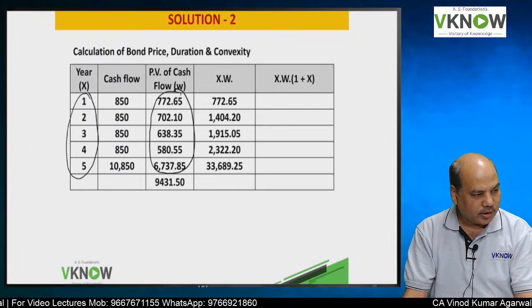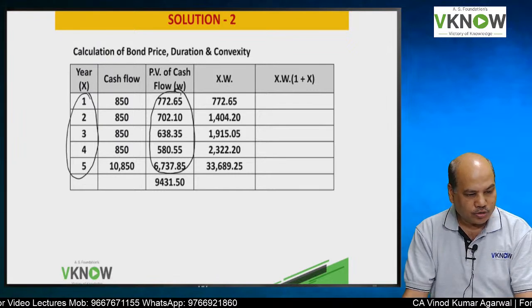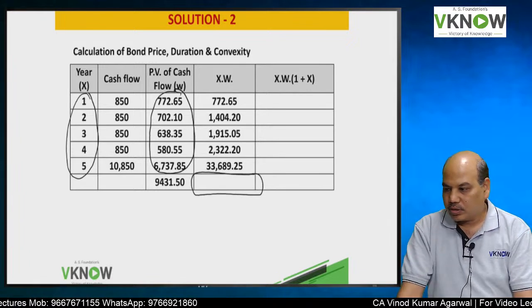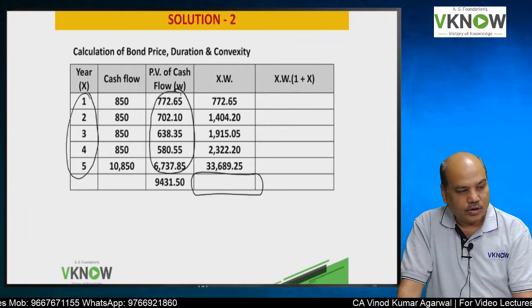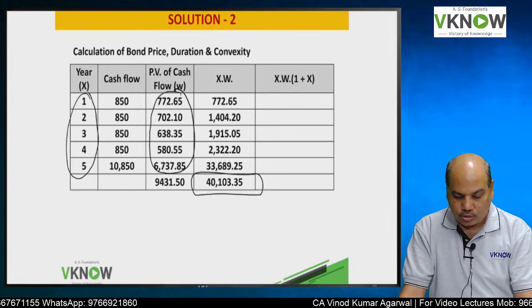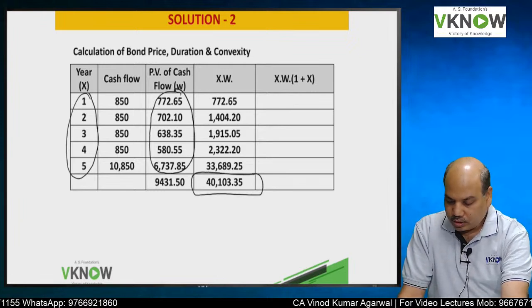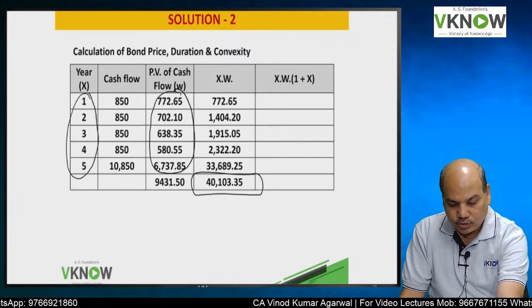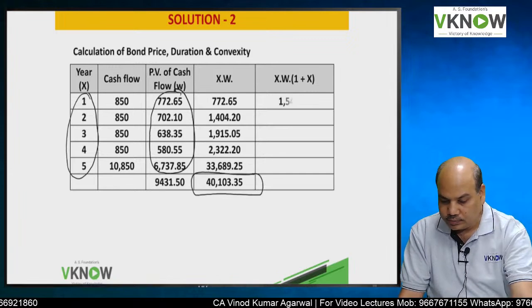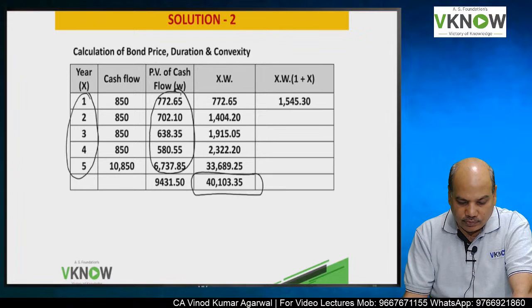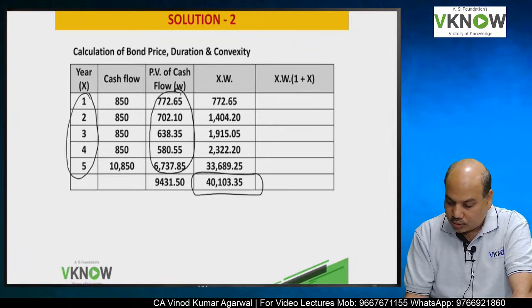Any student who can give me the total of the last column, of the fourth column. So what is the total? The total is 40103.35. Check the answer. Is it right approximately? Now the next column is important.